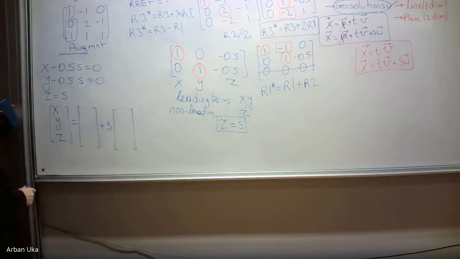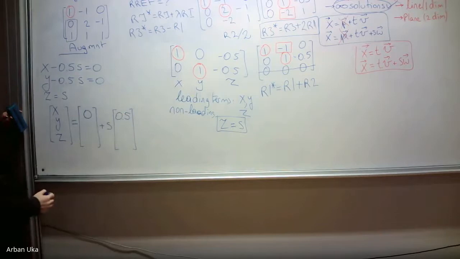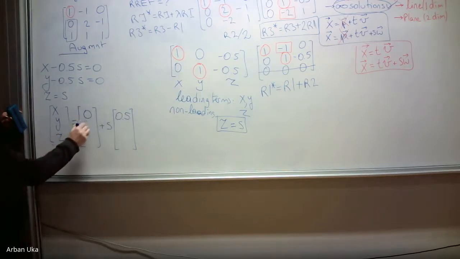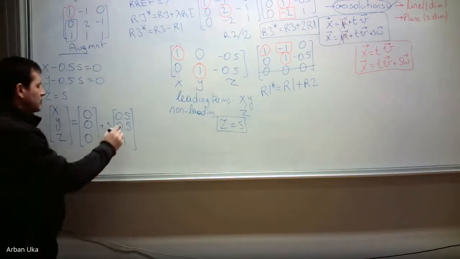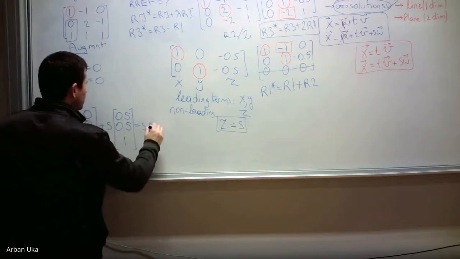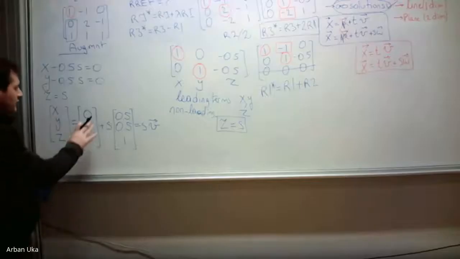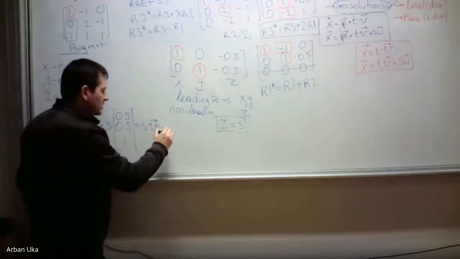So what is x? We get 0 here and 0.5. What is y? Y is 0, 0.5. That's true. What about z? 0, 1. Okay, so it looks like the null space here is equal to s times v. So it is a line. Does it pass through the origin? Yes, because the first part is 0. That's true. This is always like this.